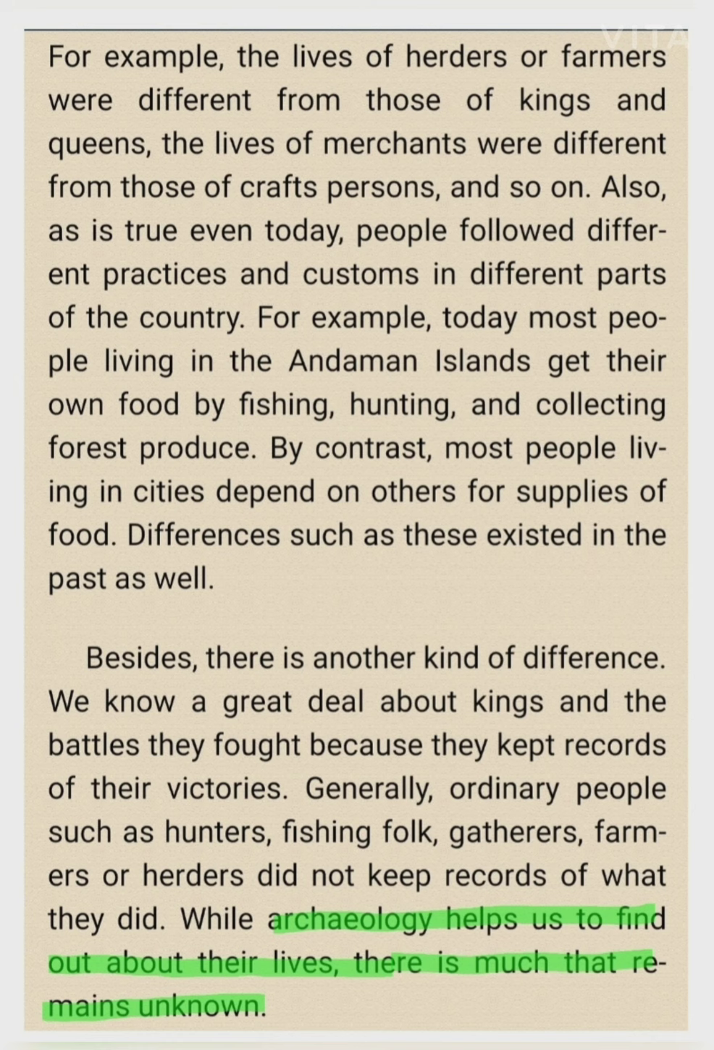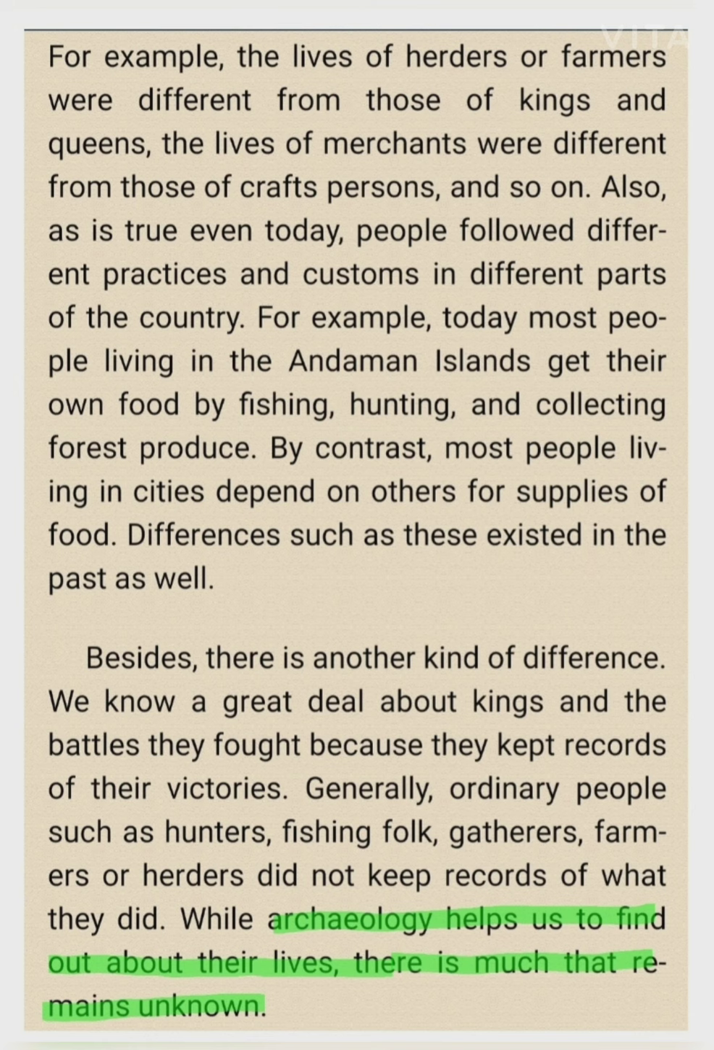Also, as is true even today, people follow different practices and customs in different parts of the country. We can see instances of it in the present. The festivals are celebrated in different ways in different parts of India, like in the northeast they have additional festivals of tribes. Festivals like Makar Sankranti have different names all over India, like Onam, Pongal, etc. So the differences in the lives of different groups of people are still prevalent today.